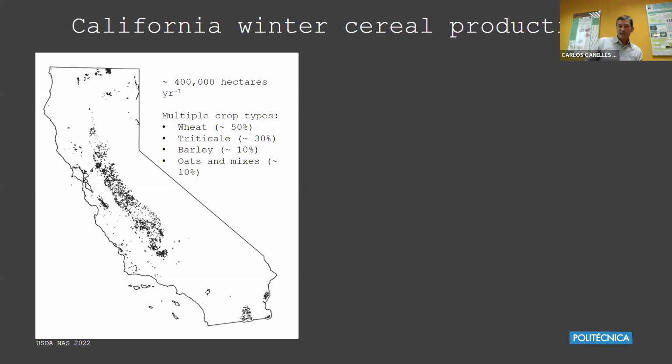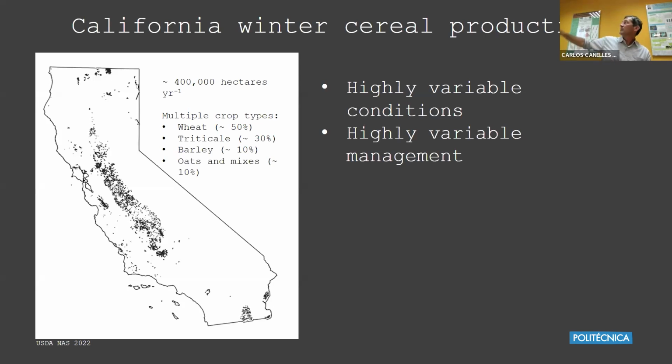So we have really highly variable conditions in California, and that results in really highly variable management approaches across the state.